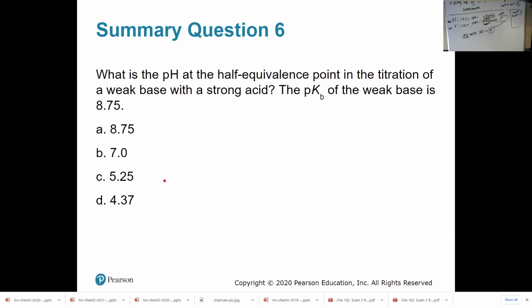This question says, what is the pH at the half equivalence point in the titration of a weak base with a strong acid? The pKb of the weak base is 8.75.